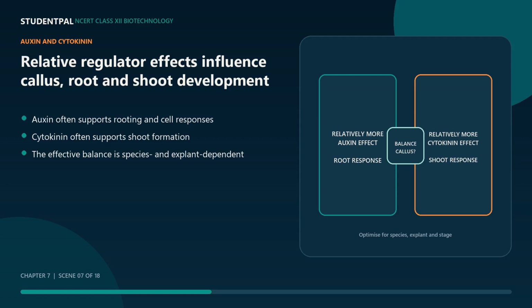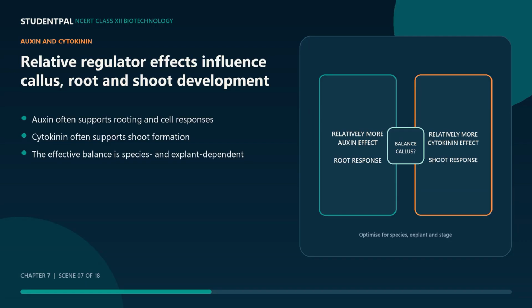Auxins and cytokinins influence cell division, expansion, and developmental patterning. In many classical culture systems, relatively stronger auxin effects favor root formation, relatively stronger cytokinin effects favor shoot formation, and an intermediate balance may support callus proliferation. This is a useful conceptual pattern, not a universal fixed ratio.